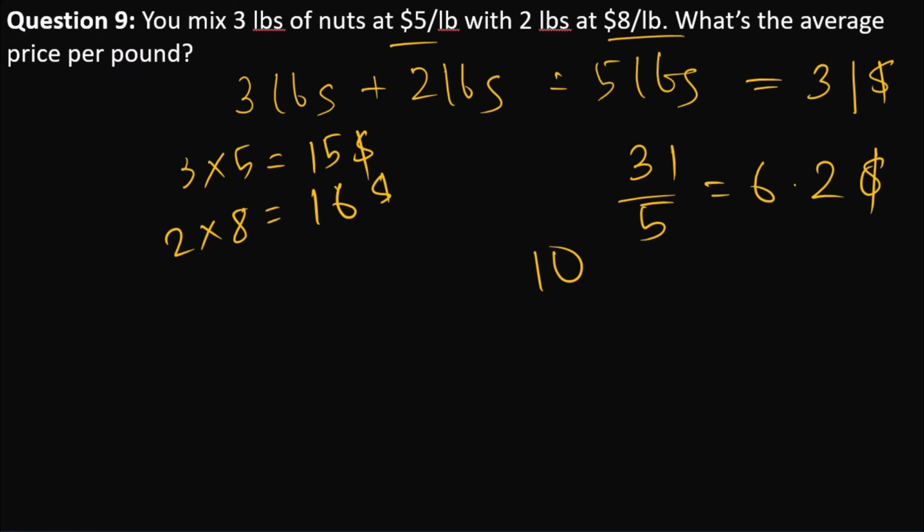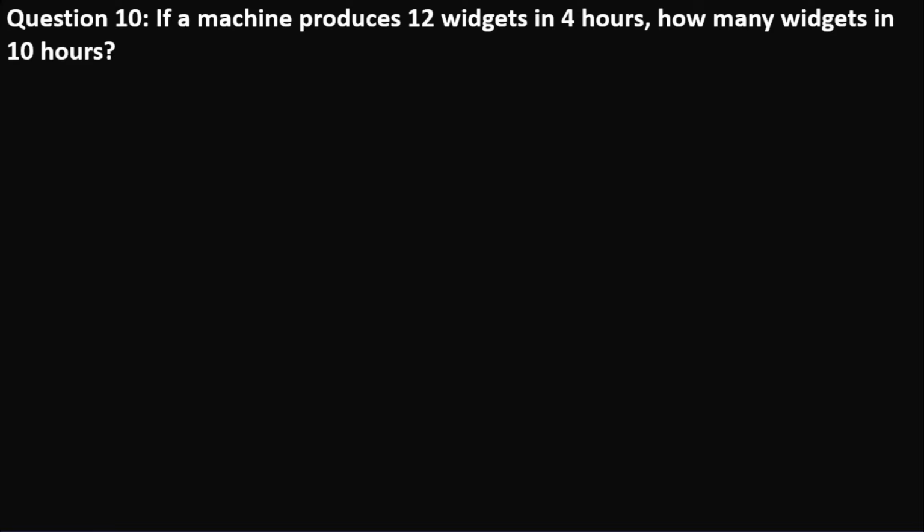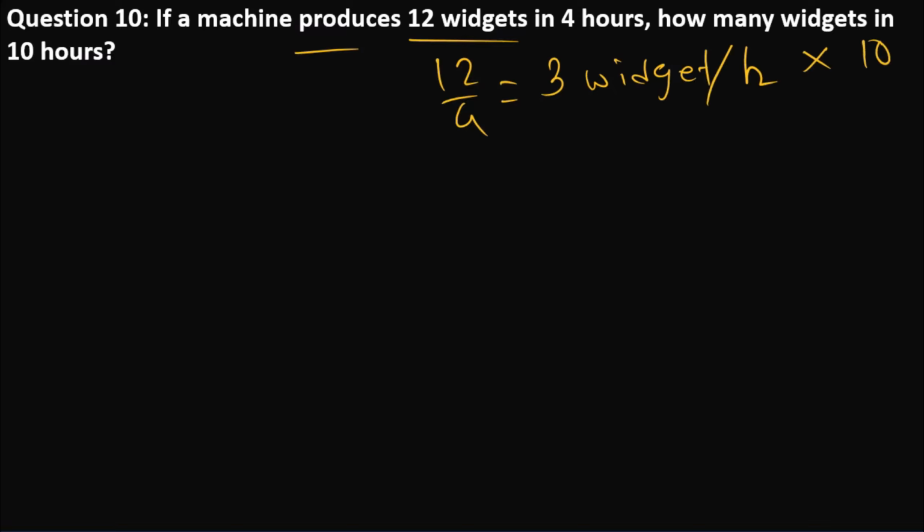So now come to another problem. If a machine produces 12 units in 4 hours, how many units in 10 hours? So a machine produces 12 units in 4 hours. So 12 divided by 4, 3 units per hour. So multiply with 10, so it's 30.